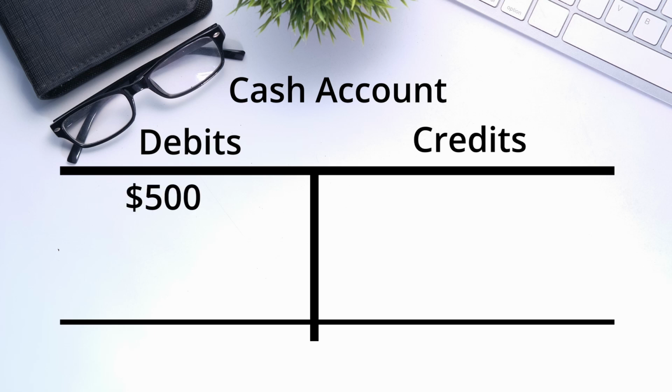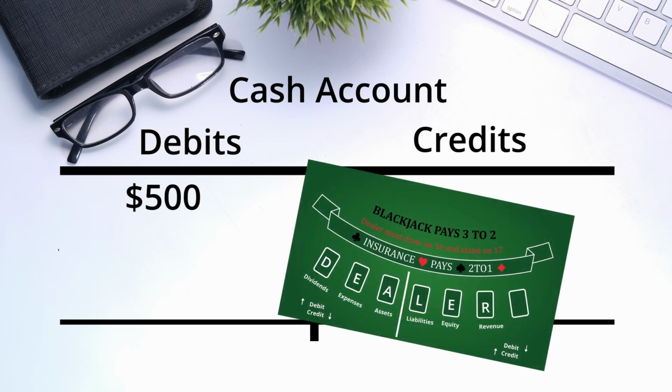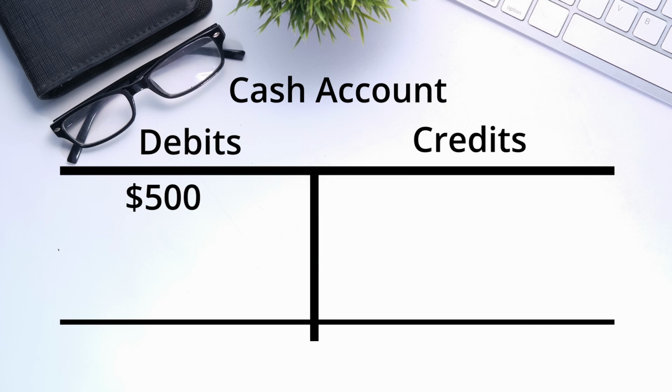For $500 in our cash account, we're going to put it on the left side as cash has a debit balance. Now, it's something we looked at in our previous videos, which accounts have a debit and a credit. The best way to keep this straight is with the dealer mnemonic, and you can go back and watch the video on debits and credits. I think that's really going to help you keep the accounts straight and know which accounts receive a debit or a credit. All right, so we have our $500 in our cash account.